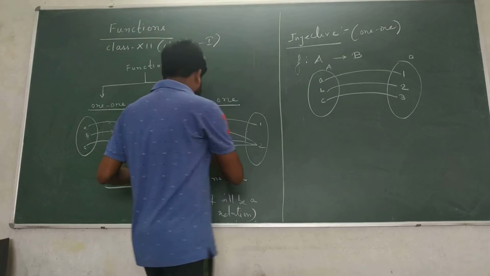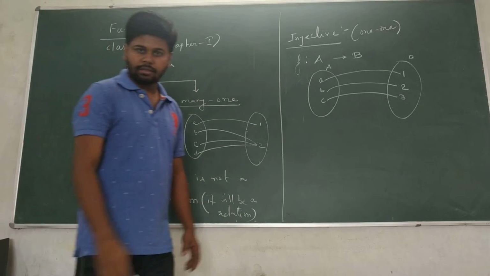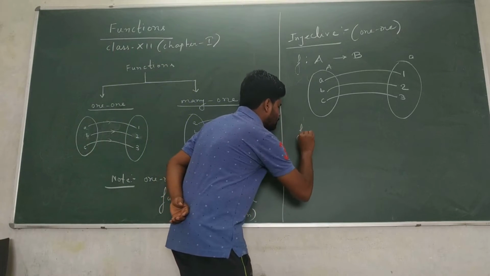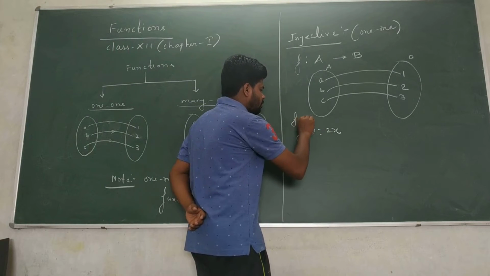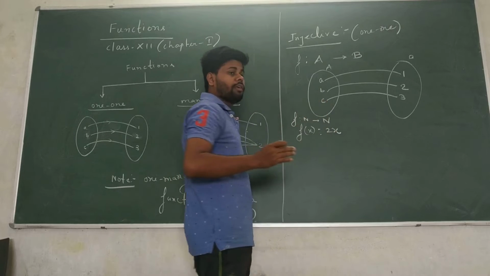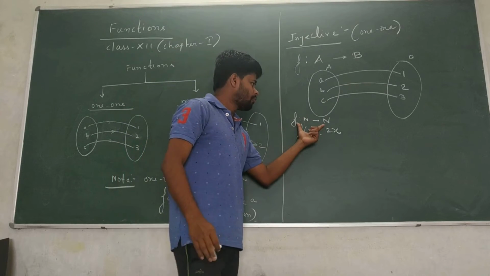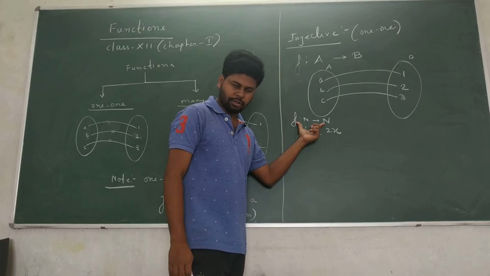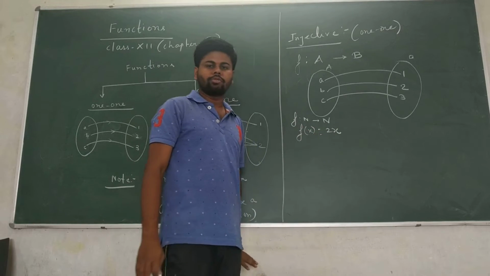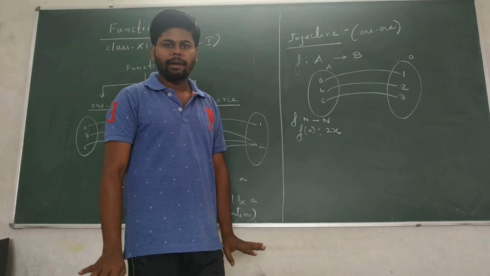I think I have given one, f(x) = 2x. So let us see. When the function is from natural number to natural number, we have to always denote from which domain to which range or codomain we are defining the function. So f(x) = 2x. Do you think it is one-one? Yes, it will be one-one.